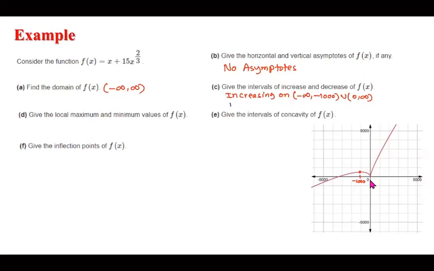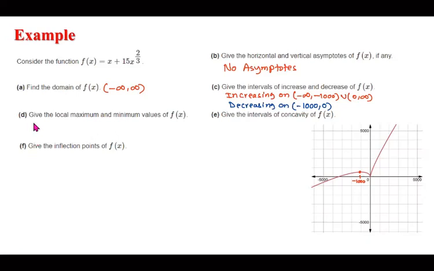So I can say decreasing on the interval from negative 1,000 up to 0. It is decreasing there. It's going down. So that is part C.